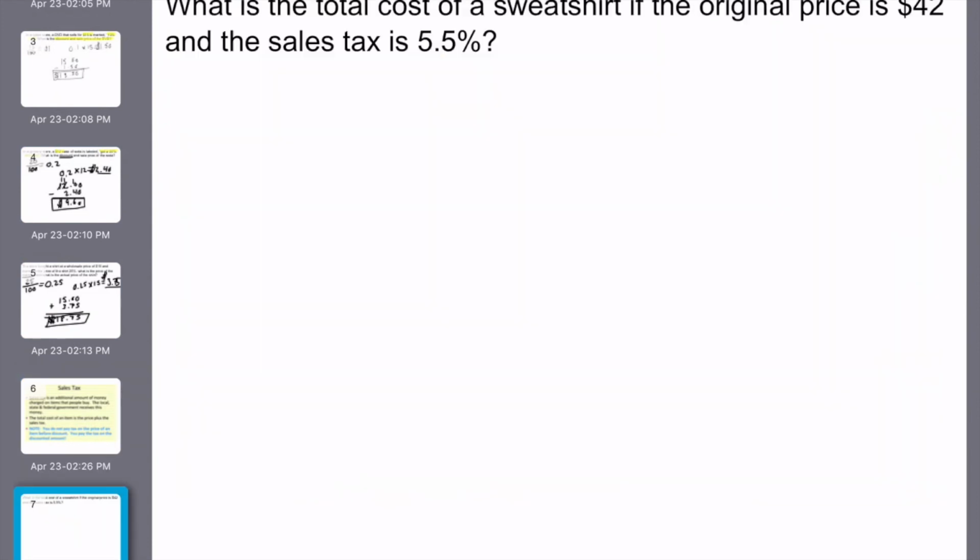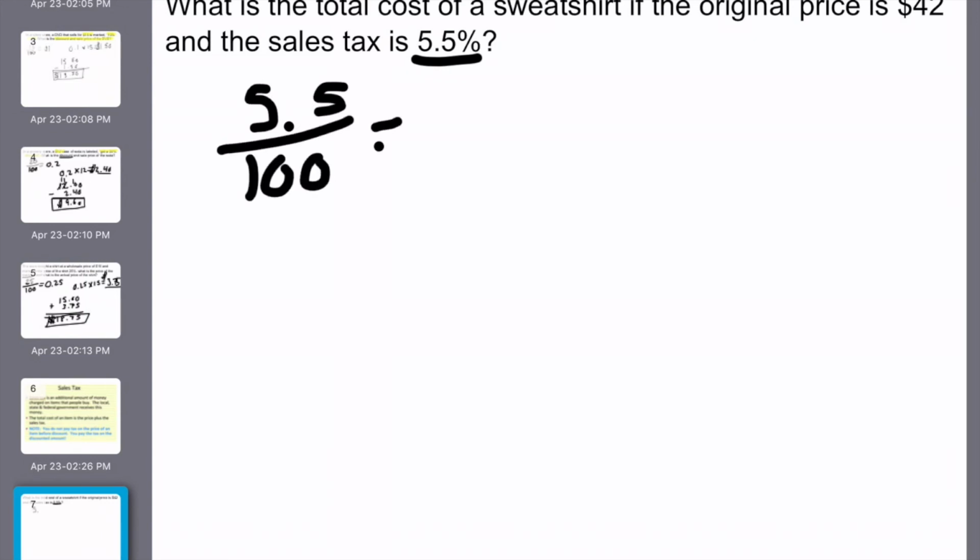What is the total cost of a sweatshirt if the original price is $42 and the sales tax is 5.5%? So I need you to take this percentage and turn it into a decimal. So I do 5.5 divided by 100, and I get 0.055. And I take that decimal, and I need to multiply that by $42.